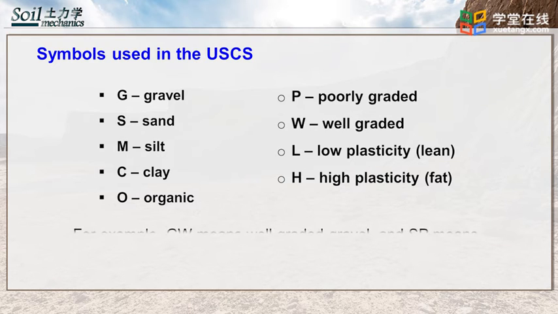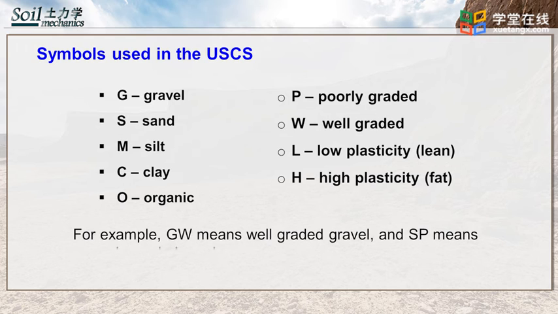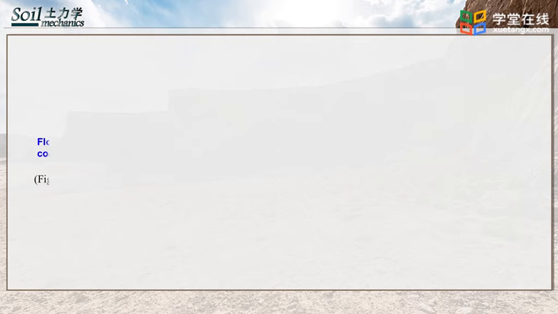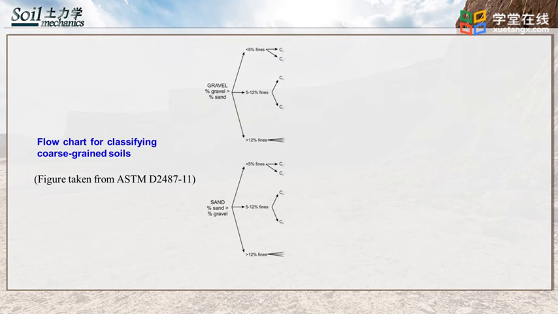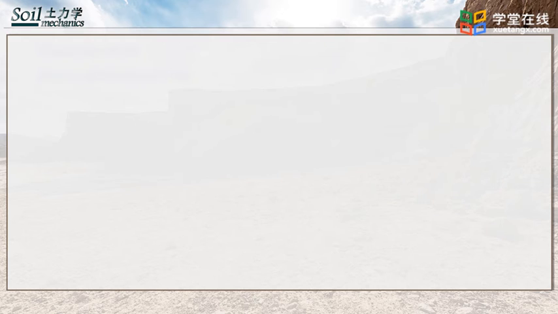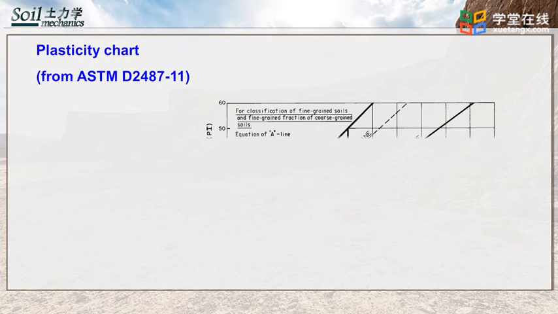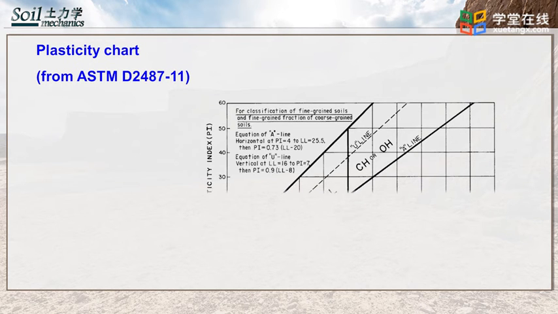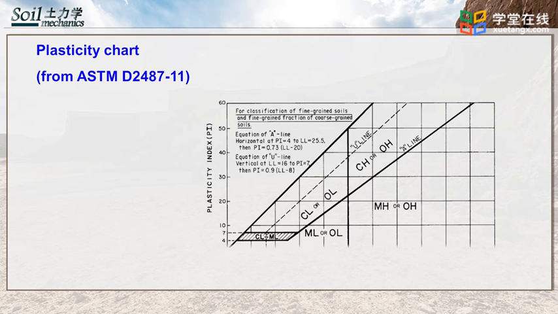If you see GW, it means well-graded gravel, and SP means a poorly graded sand. The flow chart presented in this figure provides detailed steps for classifying a coarse-grained soil according to the USCS. Before going into the flow chart for classifying fine-grained soil, we gotta know the plasticity chart first.